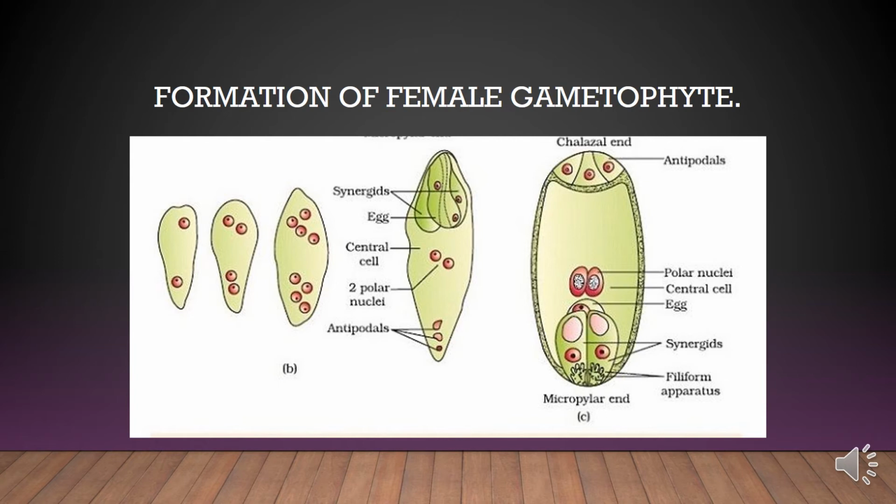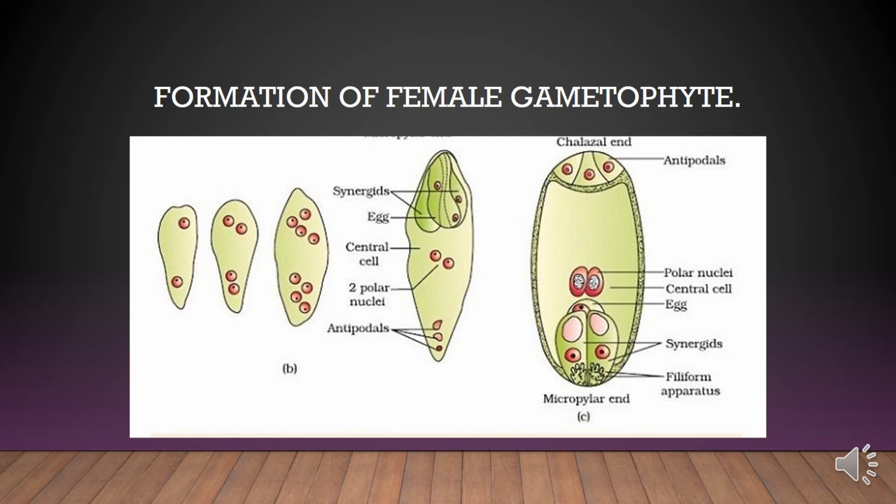So 6 of the 8 nuclei are surrounded by cell walls. You can see it in the fourth diagram, and organized into cells. The remaining 2 nuclei, called polar nuclei, are situated below the egg apparatus in the large central cell.